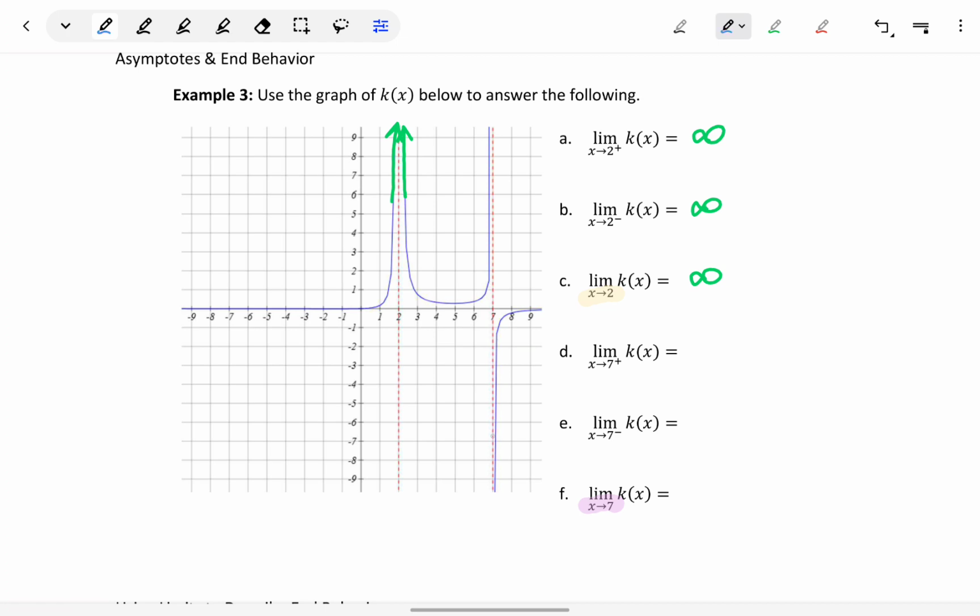However, when we look at the behavior as x approaches 7, we see that from the right, our function is headed to negative infinity, while as we approach from the left, we're headed to positive infinity, meaning that the limit as x approaches 7 in this case does not exist. Again, telling us the difference between the curve heading in the same direction as it approaches that asymptote from both sides, or heading in opposite directions.